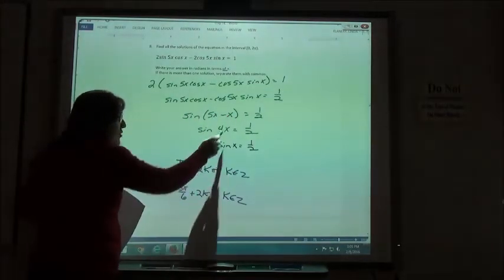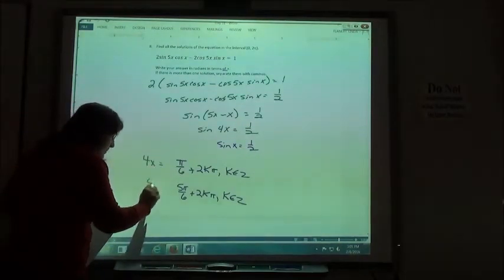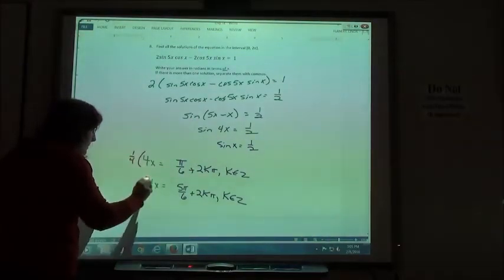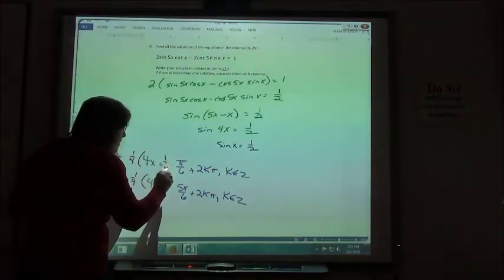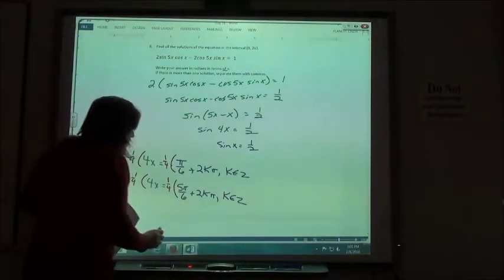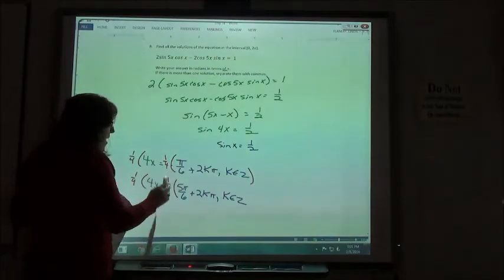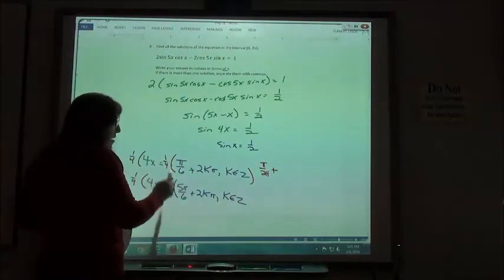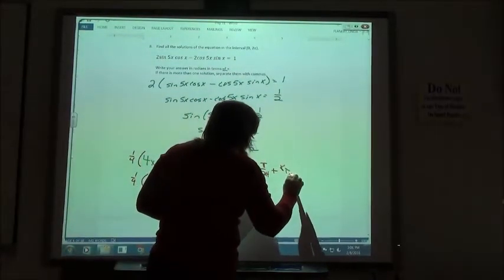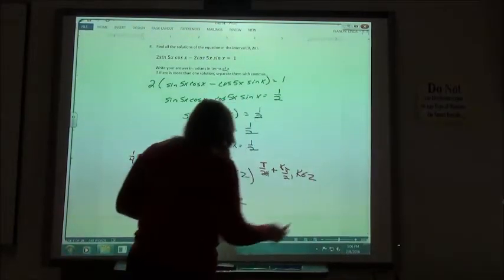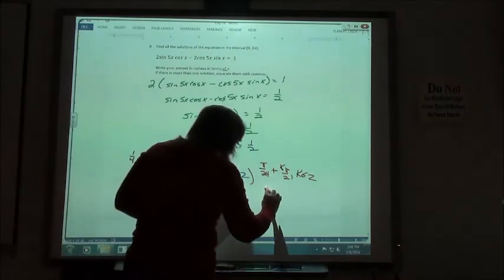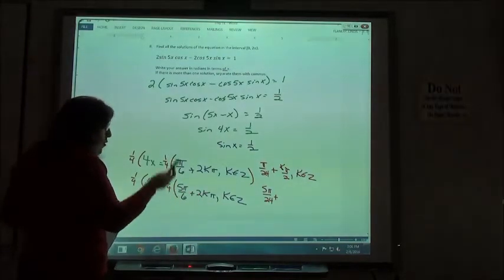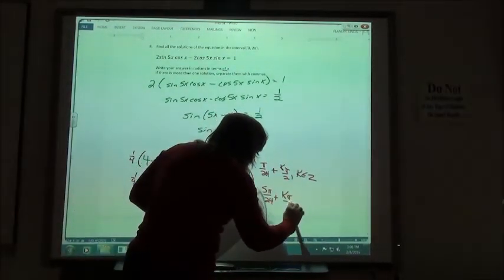Again, that's just equal to x. We really want to have 4x equals that. So we're going to multiply by 1 fourth to solve. So, this would give me pi over 24 plus pi over 2, k pi over 2. This is going to give me 5 pi over 24 plus, again, that would reduce down, 2 fourths is the same thing as 1 half, so k pi over 2.